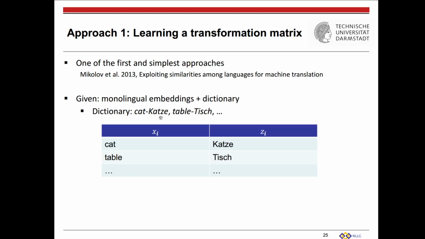As I said, there are pairs in the dictionary like cat and Katze, table, Tisch, and so on. And we can write these pairs in a table format where we have the English words x_i paired up with the German words z_i. So we have cat, Katze, table, Tisch, and so on. And then, of course, because we have the monolingual embeddings, we have the embeddings for these words. So I write these embeddings now in bold font. I'm not sure if you can differentiate that, but before it was a normal font, now it's bold font. So these are vectors, and these are the vectors that we get from the monolingual embeddings.